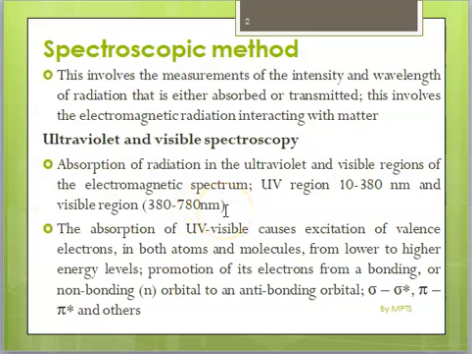Now this absorption of UV visible light causes excitation of valence electrons in both atoms and molecules from a lower to a higher energy level. And of course, you can promote them from non-bonding to bonding electron orbitals. I'm sure we are aware that this is the ground state, this is the excited state. These are the pi electrons at rest, and this is the pi in the excited state. There's that K level which I'm sure we are aware of.